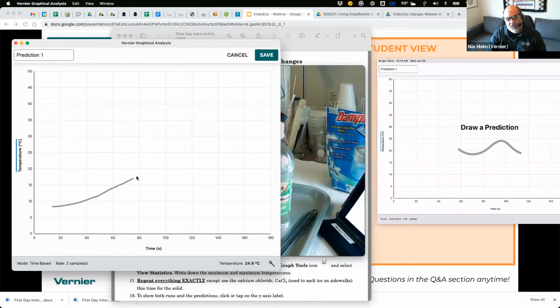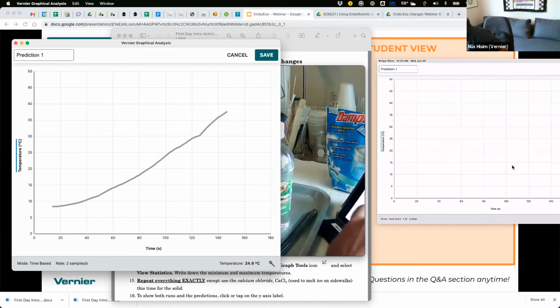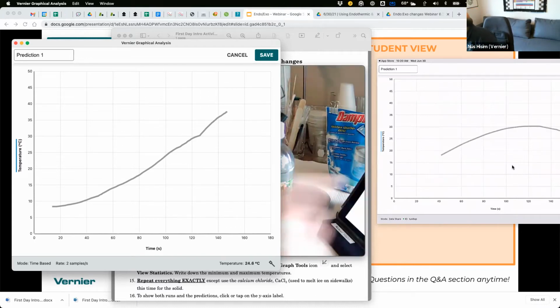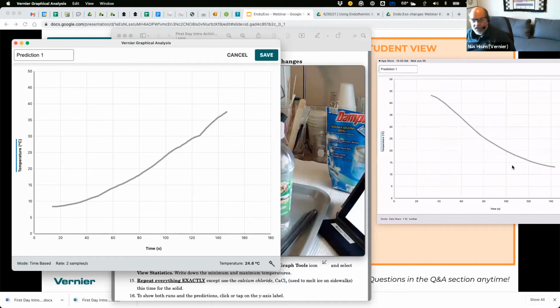So depending on your device, you can draw what you think is going to happen. Notice that what I drew does not echo on your screen. Students can make their own prediction, right? They can decide how they want it to look. So it's totally up to them, okay? Once you have something you like, tap where it says save.